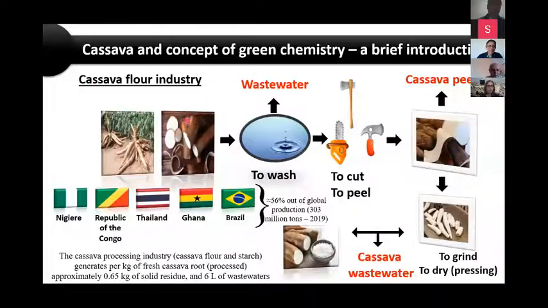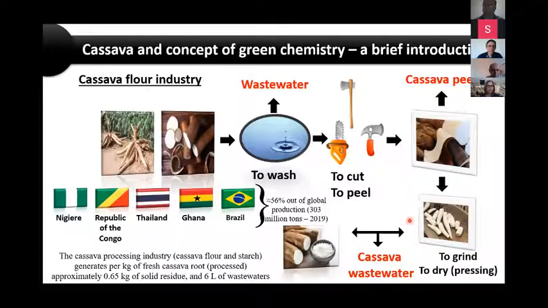So the cassava flour industry is basically the root. This represents the cassava flour processing. So basically the first step is to wash these roots. And of course, this is a residue. After that, you have to cut and peel that. And when you do that, you have cassava peel as a residue.